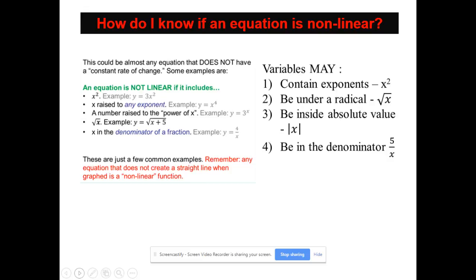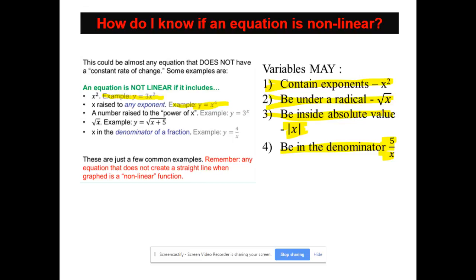An equation is nonlinear if it does include exponents, if it does have variables under the radical, if it does have a variable in absolute value, or if it does have a variable in the denominator. So again, if we look at the examples over here to the left, an example like y equals 3x squared would not be linear because it includes an exponent. Or y equals x to the fourth, again, is nonlinear because it includes an exponent.